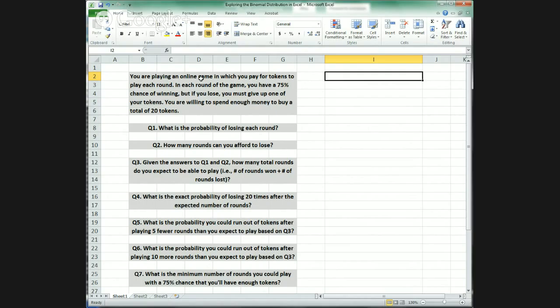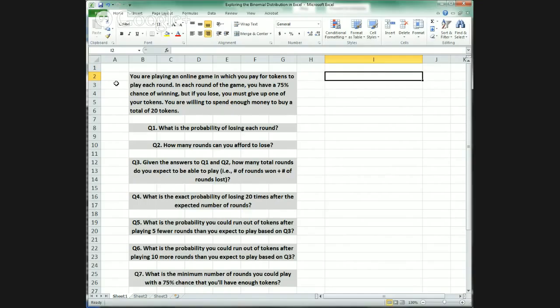Okay, so the word problem that we're going to be working with says you're playing an online game in which you pay for tokens to play each round. In each round of the game, you have a 75% chance of winning. But if you lose the round, you must give up one of your tokens. So you pay if you lose, you don't pay if you win. You're willing to spend enough money to buy a total of 20 tokens.